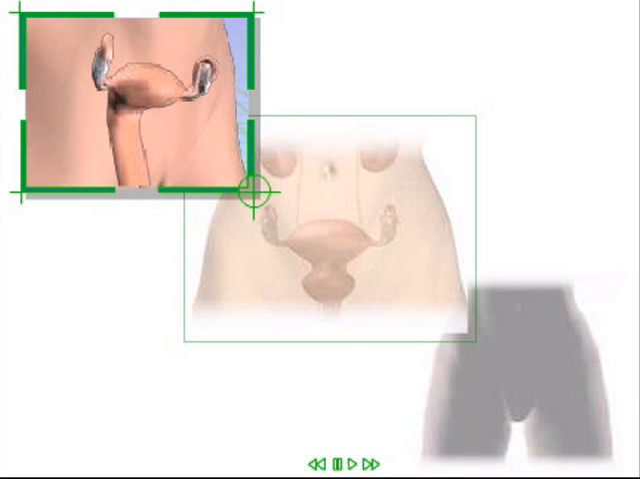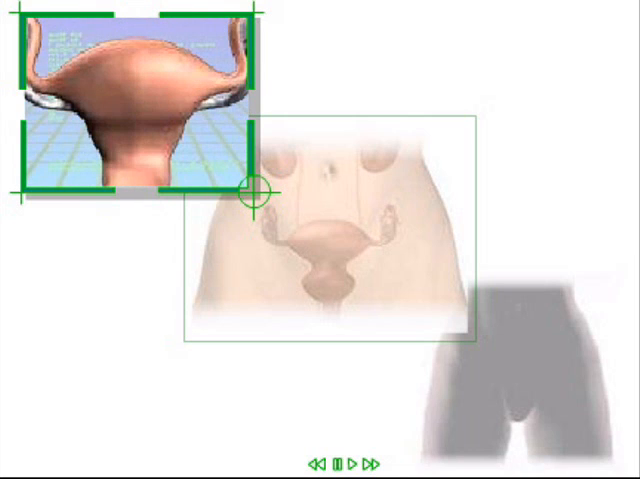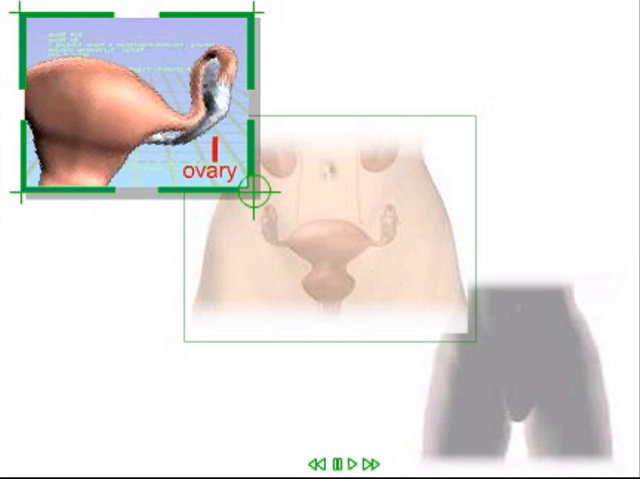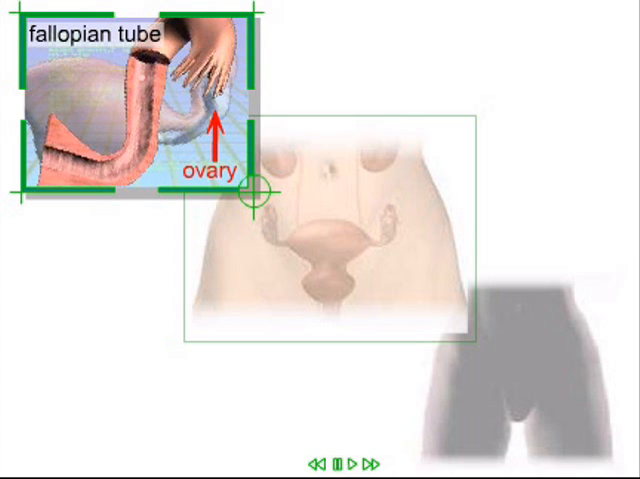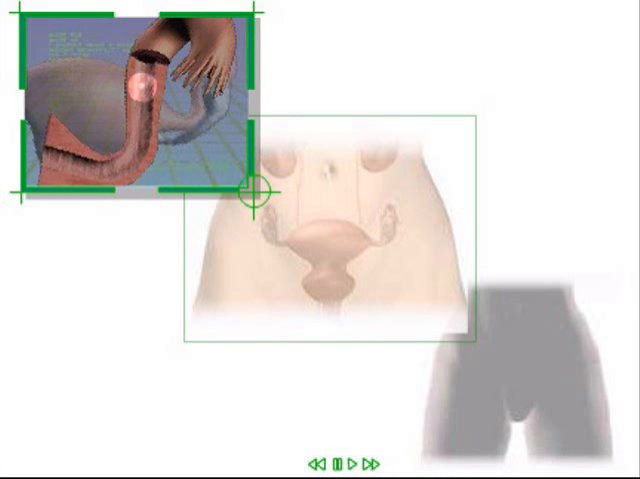The uterus is an organ that has thick muscular walls. Every month the ovary releases an egg into the fallopian tube where it travels into the uterus. The egg is about the size of the head of a pin.